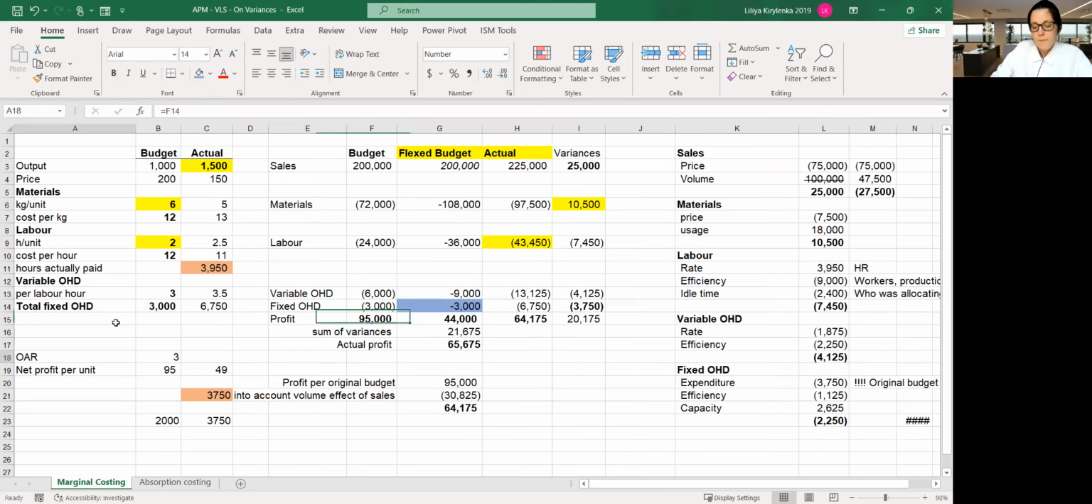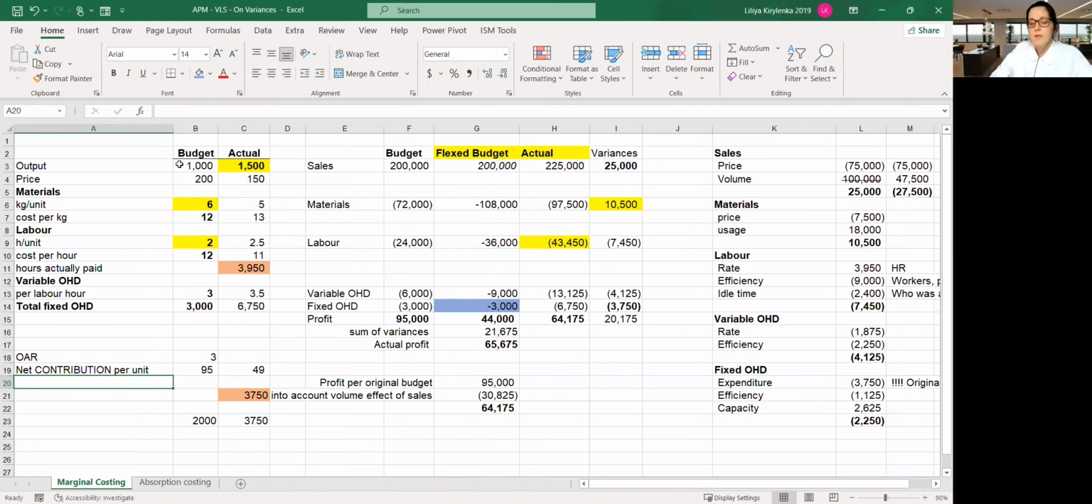As such, when we calculate net profit per unit, instead we are going to say net contribution per unit. Contribution is the difference between price and variable costs. Variable costs are all except for fixed costs. And as such, this net contribution per unit will not include any overhead absorption rate. Actually, there will just not be any overhead absorption rate.